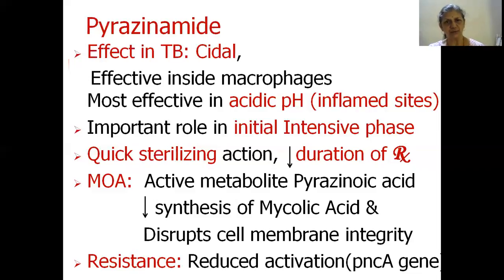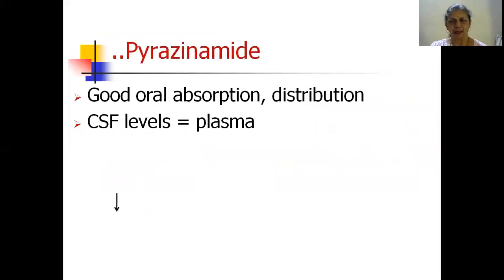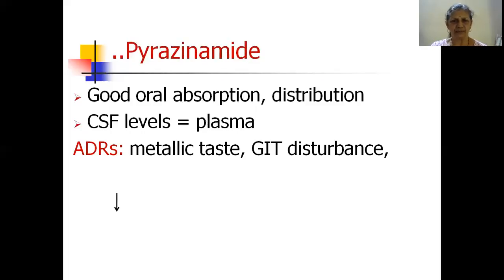Resistance does develop to pyrazinamide also, and it is by non-availability of the enzyme required for production of the active metabolite. The PNCA gene gets mutated, and the enzyme required for activation is not available, and therefore there is resistance to pyrazinamide. It also shows good oral absorption and good distribution, giving CSF levels equivalent to the plasma levels. So another important drug for TB meningitis.